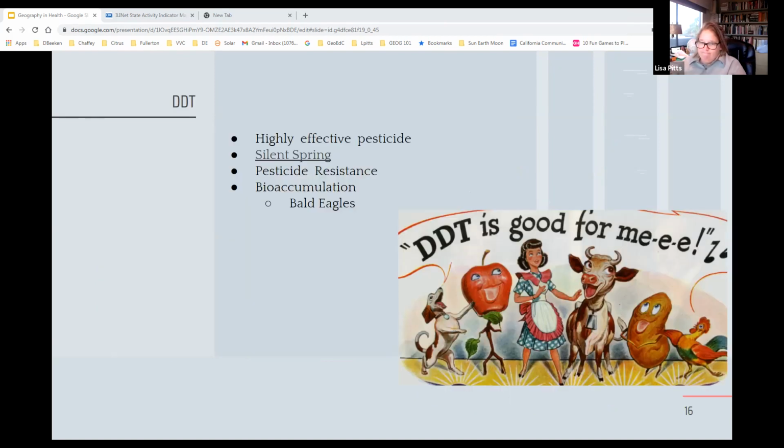So DDT was developed as the first of the modern synthetic insecticides back in the 1940s. It was initially used with great effect to combat malaria and typhus and other insects because it's really, really good at killing insects. It intercepts their DNA reproduction. It really kills bugs.